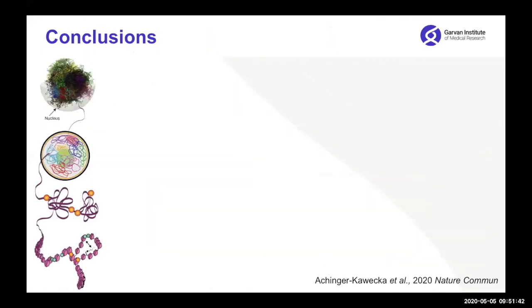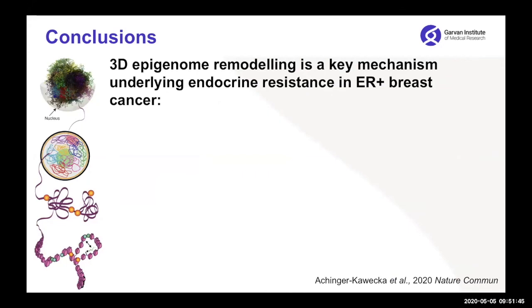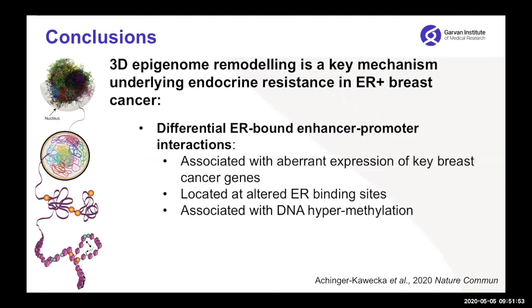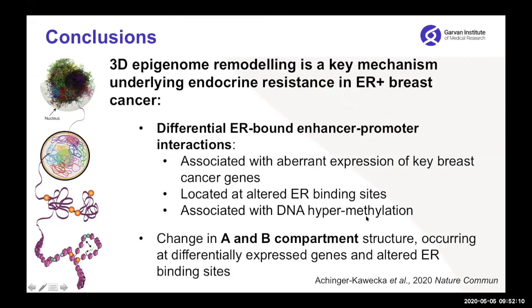So in conclusion, we have shown that 3D epigenome remodeling is a key mechanism underlying endocrine resistance in ER-positive breast cancer. And that includes differential ER-bound enhancer promoter interactions, which are associated with aberrant expression of key breast cancer genes. They're located at altered ER binding sites in resistant cells, and they are associated with DNA hypermethylation at these sites. Additionally, we saw that a change in A and B compartment structure occurs at differentially expressed genes and at altered ER binding sites.